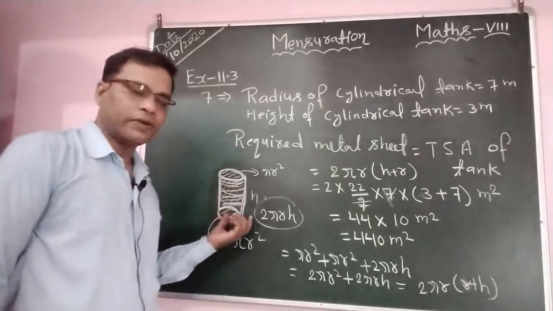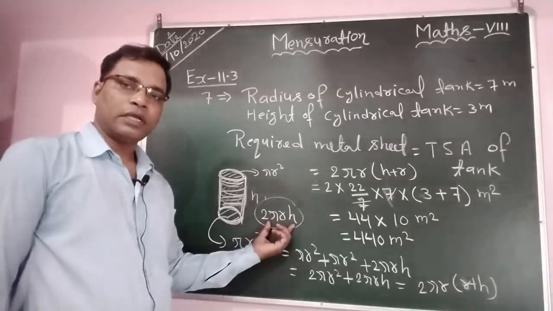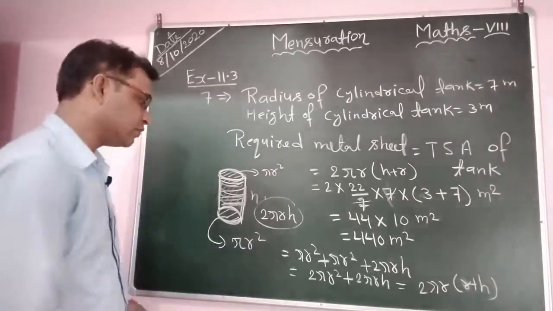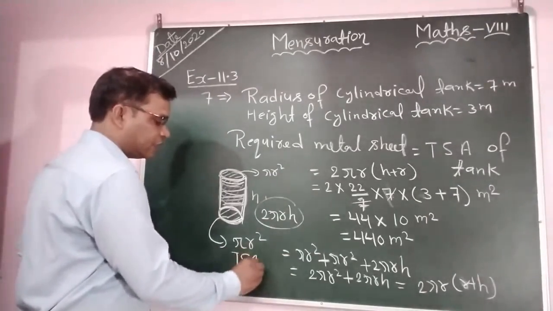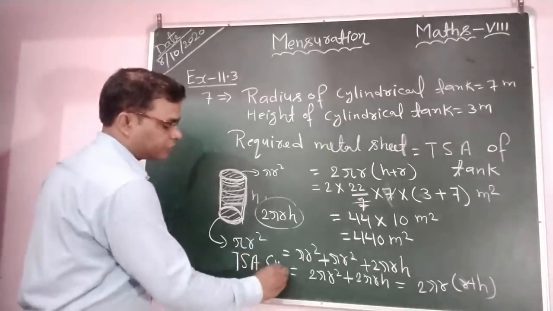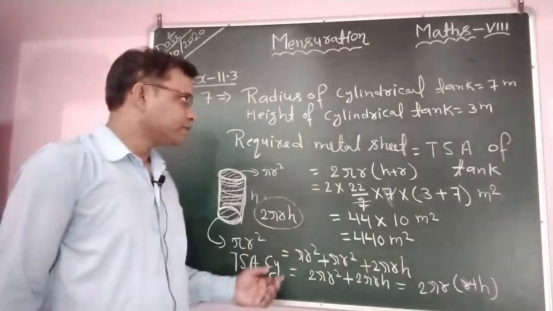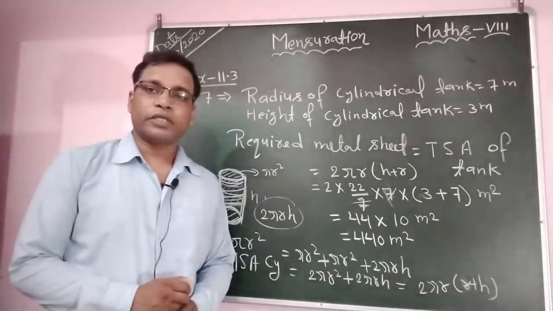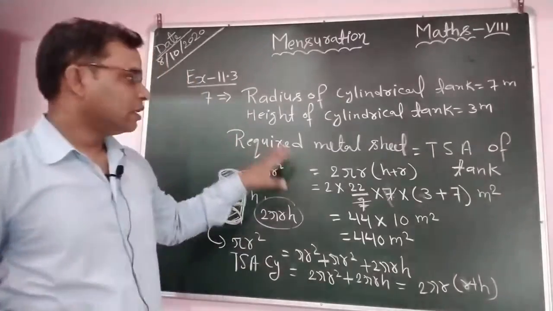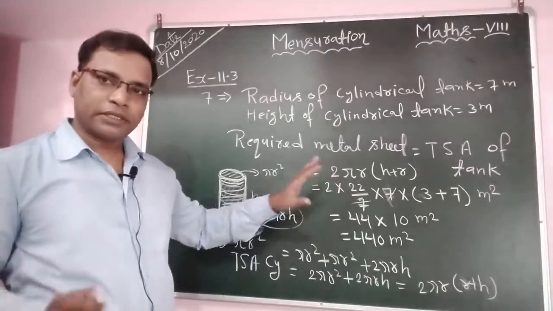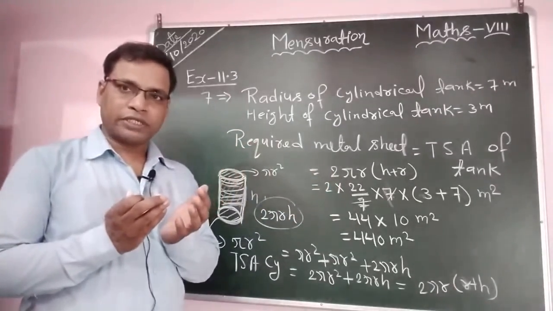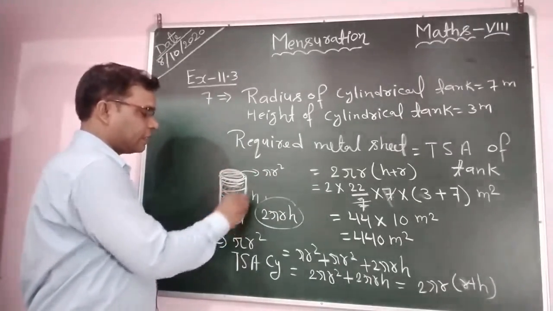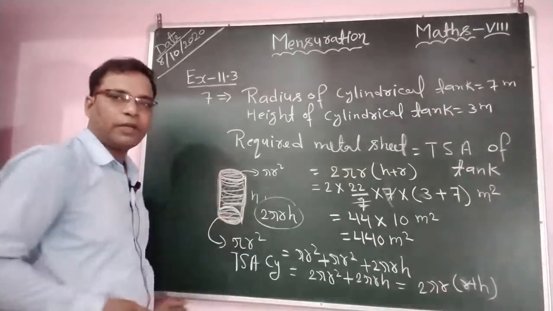This is the shape of a cylinder, and this is the curved surface area of the cylinder, and this is the TSA, you can say total surface area of the cylinder. So in this way you know how to find the curved surface area and total surface area of a cylinder. In question number 7 we find the total surface area of the cylinder, because a cylinder is a closed solid shape and we need to cover this area and this area. I hope all of you understood.